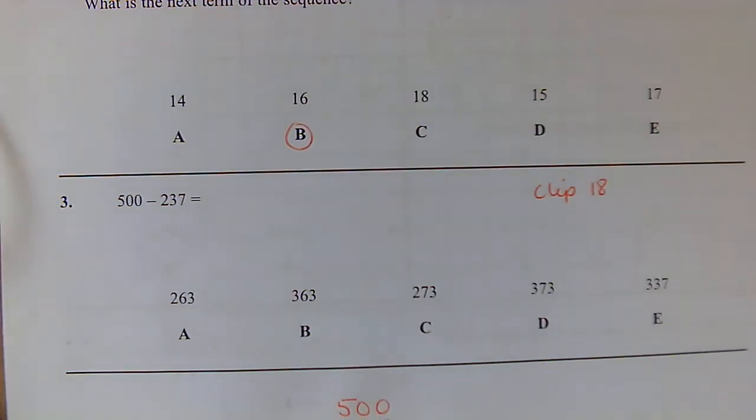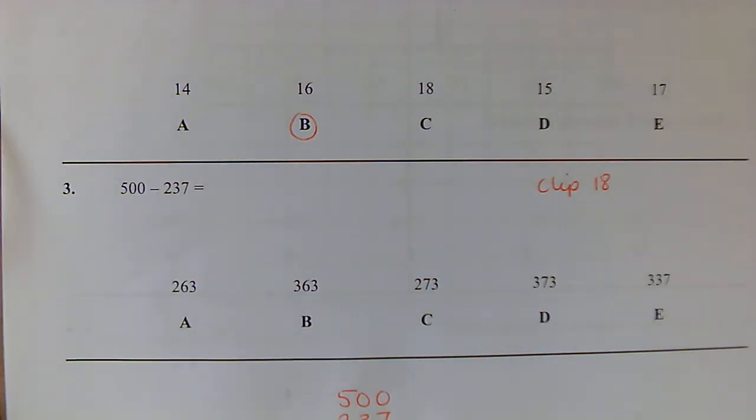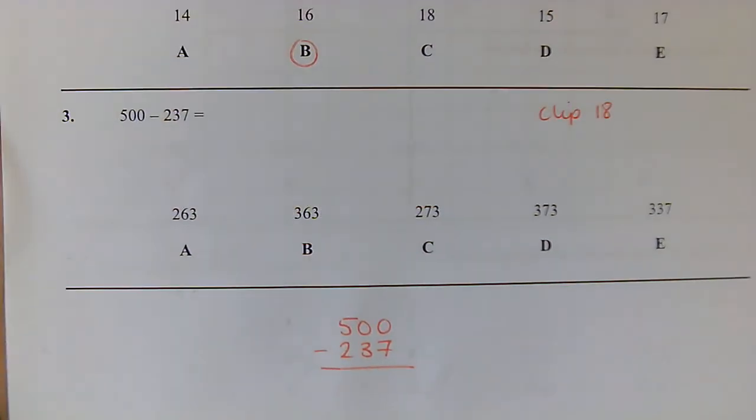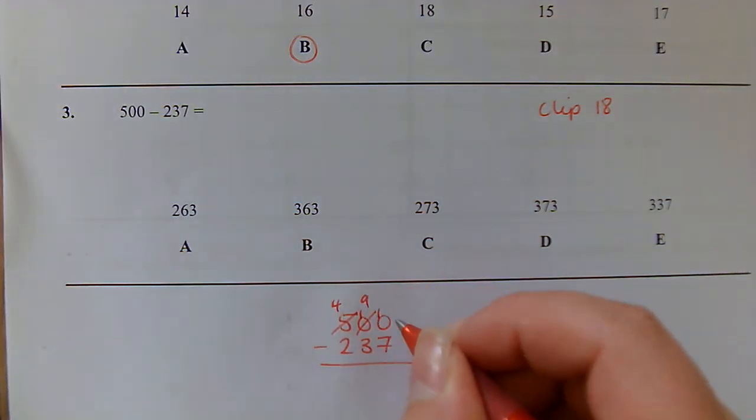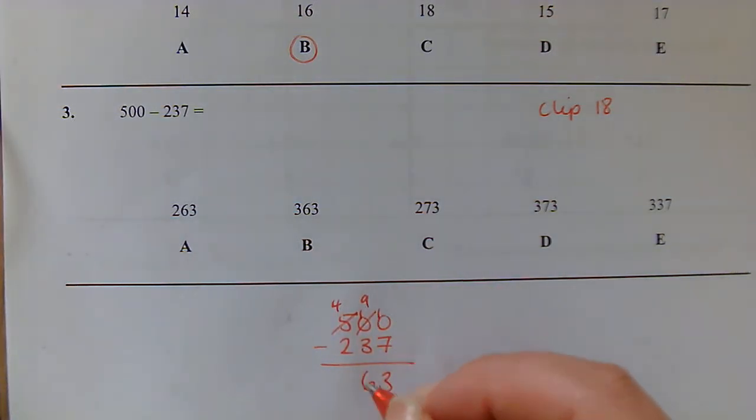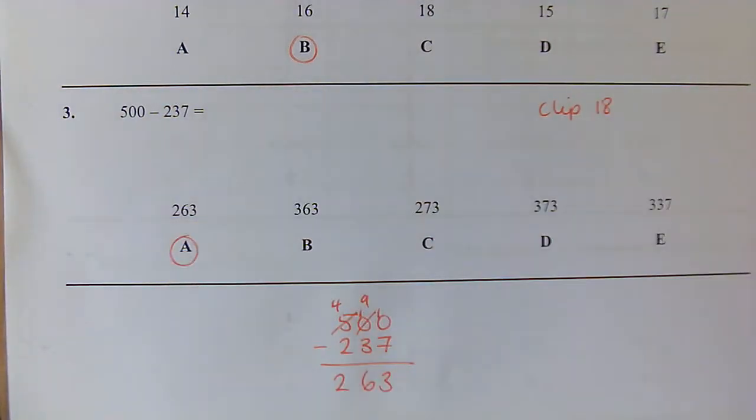Question 3, subtraction. As you'll see, even though it's multiple choice, we've still got plenty of space to do some working out, so we can do that down at the bottom. And we end up with 263.